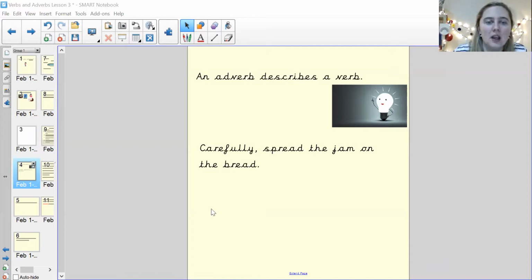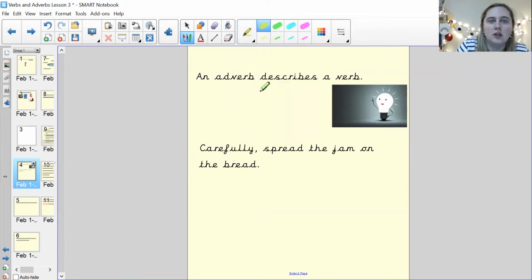Good. So here I have a sentence. Let's get my highlighter out. Okay. First, we need to figure out which word is the verb in this sentence. Carefully spread the jam on the bread. Which word's the verb? Which one's the doing word? Spread. Well done. So carefully spread the jam on the bread.